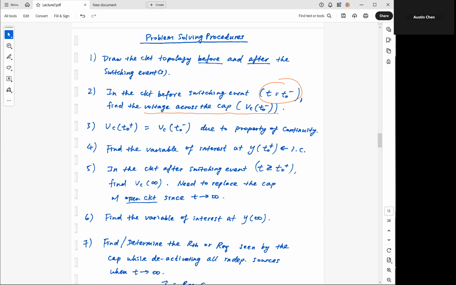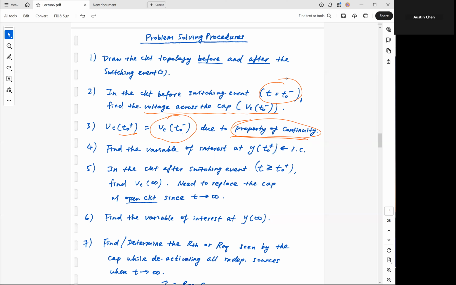Okay, and for you to figure out the VC at 0 plus, all we have to do here, right, this is one simple step. What we have to do is recognize that there is this thing called the property of continuity, something we discussed last time, right? So we know that the voltage drop across the capacitor cannot change instantaneously. Okay, so as a result, the VC at 0 plus has to be equal to VC at 0 minus. Okay, so this tells you that once you know VC at 0 minus, then you can just equate to find VC at 0 plus. Okay, and this is governed by this property of continuity.